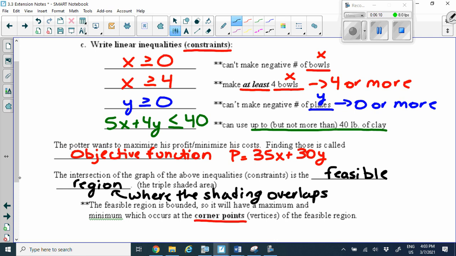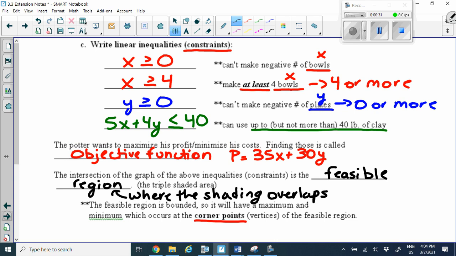So it says the feasible region is bounded, as I said, so we'll have a maximum and a minimum, which occurs at the corner points. So these are vertices of the feasible region. So now let's go ahead, we're going to graph our linear inequalities and determine our feasible region and determine the corner points.